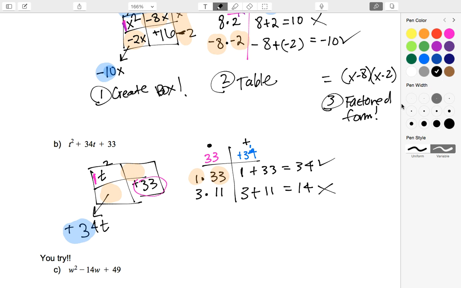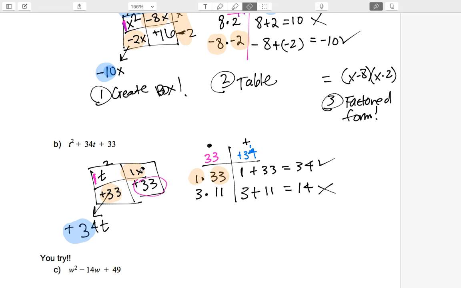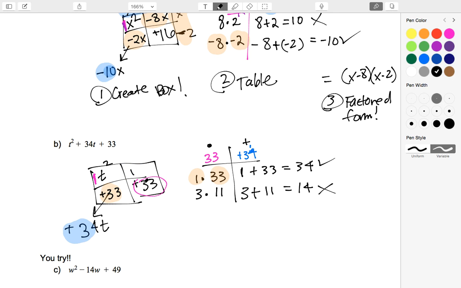Okay, it doesn't matter the position. You can put 33 here or 1 here. I'm going to put 1x there, and then positive 33x here. Or rather, the variable is not x. The variable is t. All right. So 1t and then 33t.